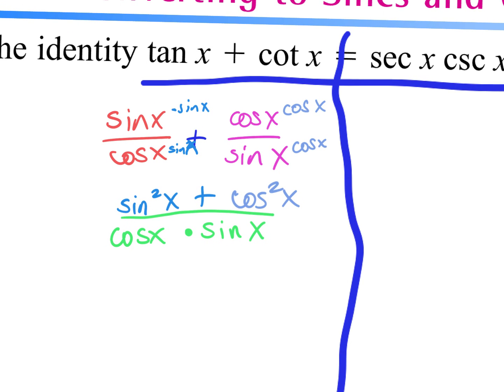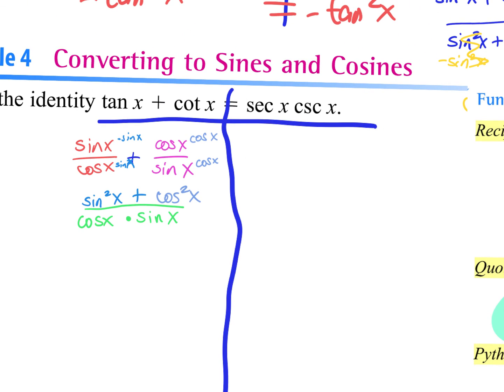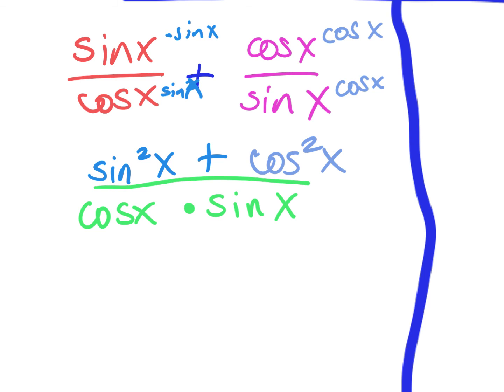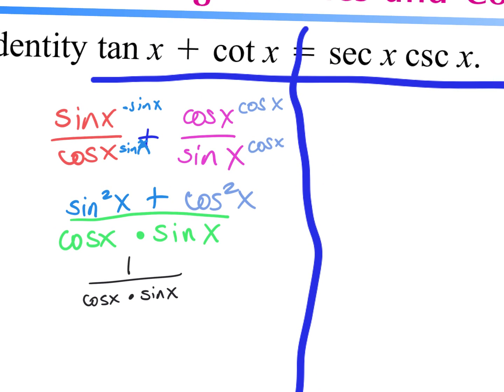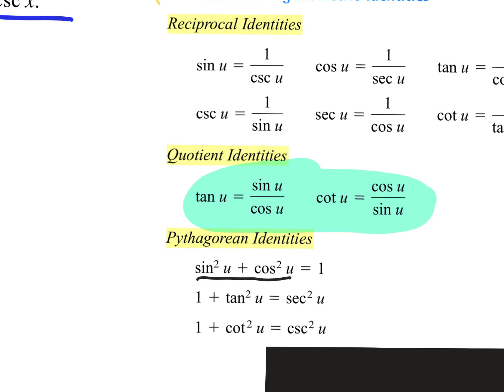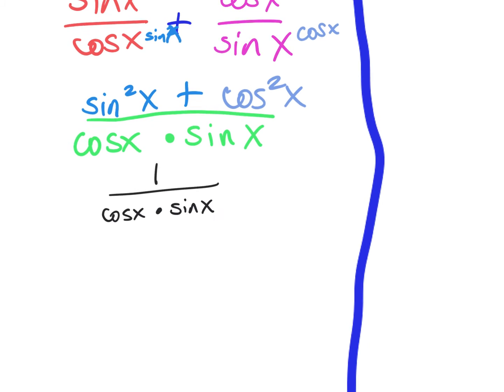So you might be thinking, oh, geez, that really didn't help us any. Look at your Pythagorean identities. Is there a value that I can replace sine squared plus cosine squared with? 1. Correct. Sine squared plus cosine squared equals what? 1. So this is 1 over cosine x times sine x. Now you guys are like, wait, huh? Hold on. I'm still trying to get to secant x, cosecant x. Question. How did it become a 1 though? Because sine squared plus cosine squared equals 1. That's your identity.